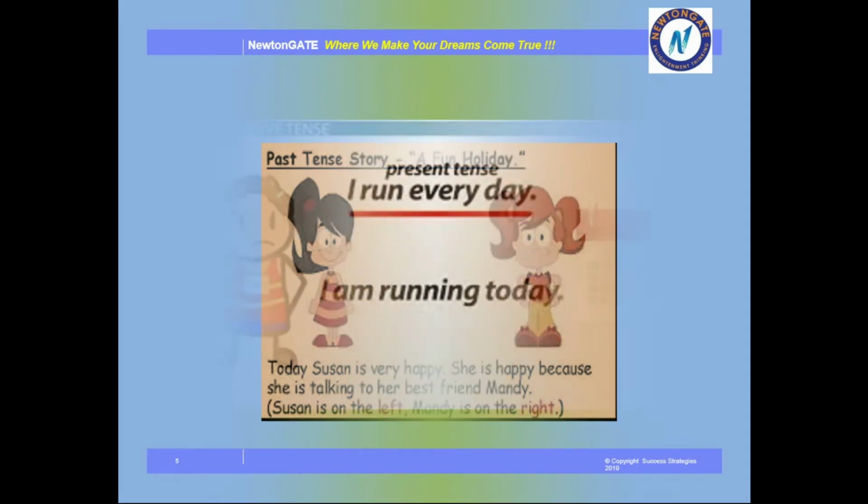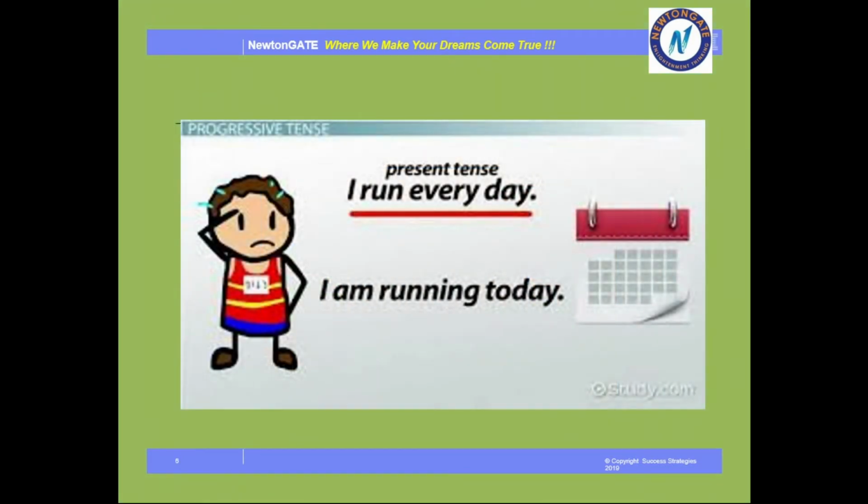Another example in present tense. I run every day and I am running today. You can use these two sentences as present tense and both are absolutely right. So you can write like this: I run every day and I am running today.